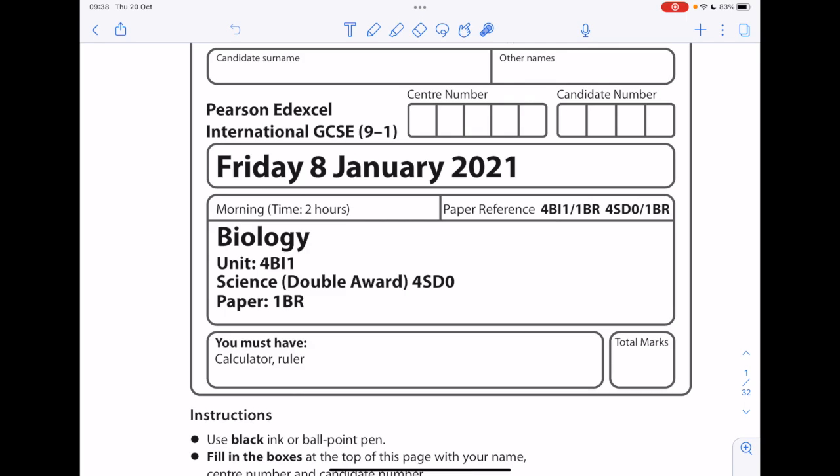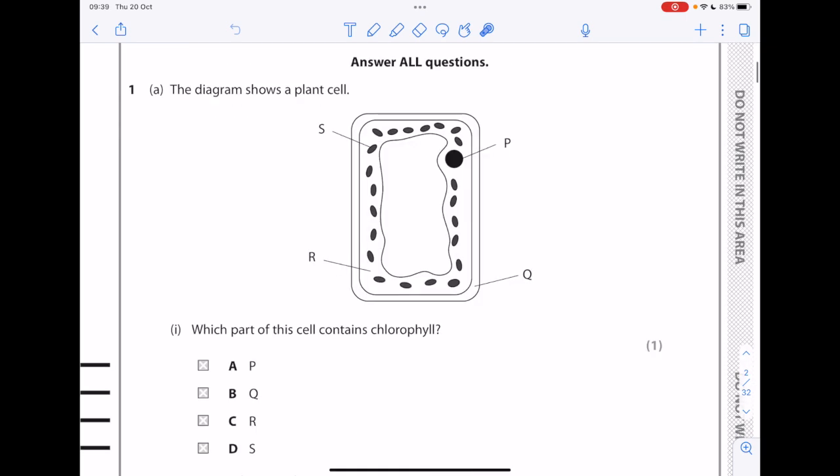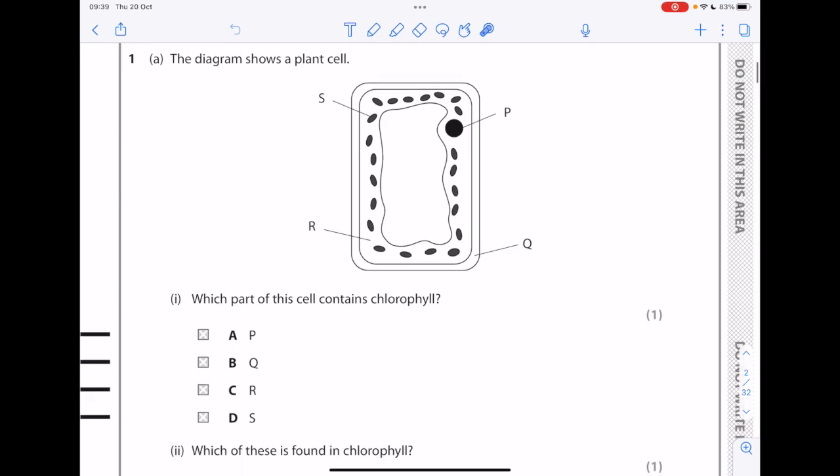This is an IGCSE Edexcel exam paper talk through from January 2021. The diagram shows a plant cell. Which part of this cell contains chlorophyll? So you're looking for the chloroplast, which is S.